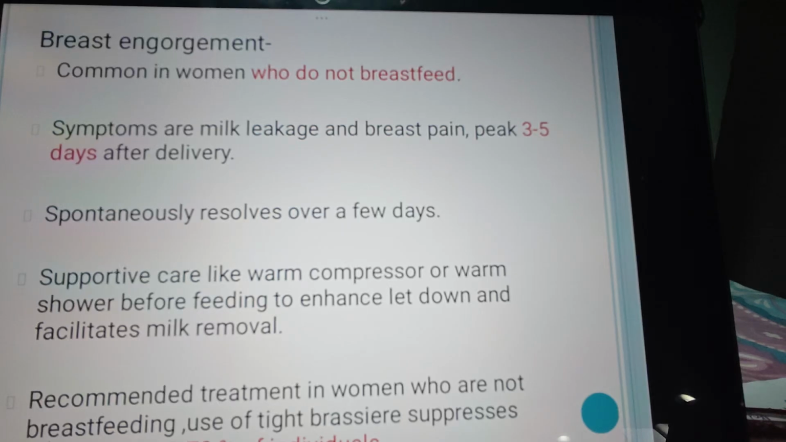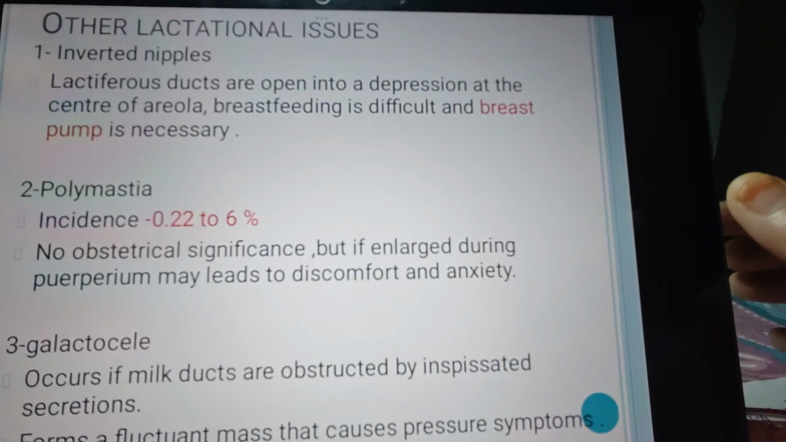So it is recommended treatment in women who are not breastfeeding, and use of a tight brassiere suppresses lactation in 60 to 70% of individuals. So we have to advise them to wear tight brassieres, or to use warm compresses, or warm showers can be taken, or we have to tell them to express the breast milk and then discard it.